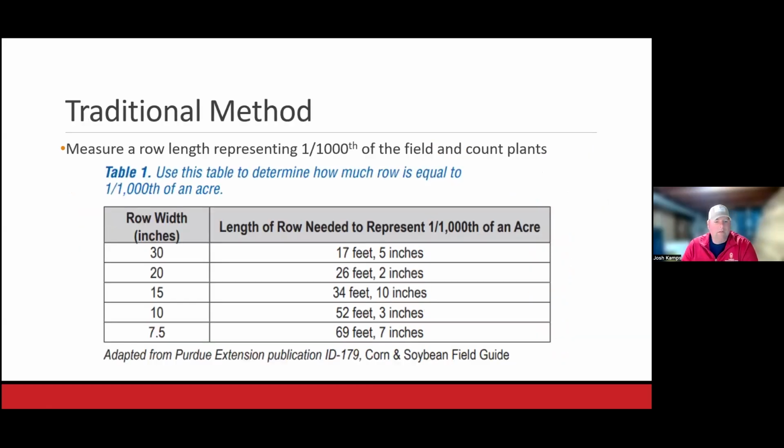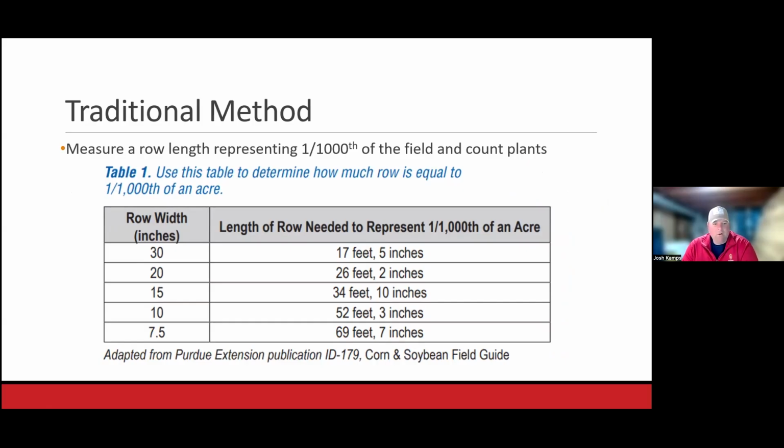Here's another example. This is more in line with what our soybean planting width is. Again, you can see 30 inches there is 17 feet 5 inches, but then it goes down from there. Another popular width would be 15 inches. So that's twice the row length to get to that same one thousandth of an acre.